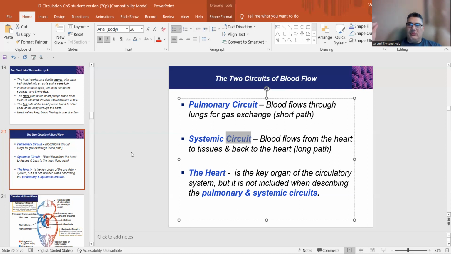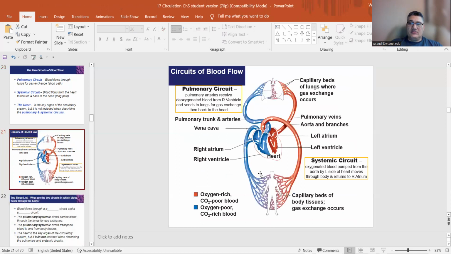Pulmonary circuit. Why do we call it pulmonary? Because it's just between the heart and the lung, while systemic circulation is between the heart and all the body systems. That's why. So here it is.